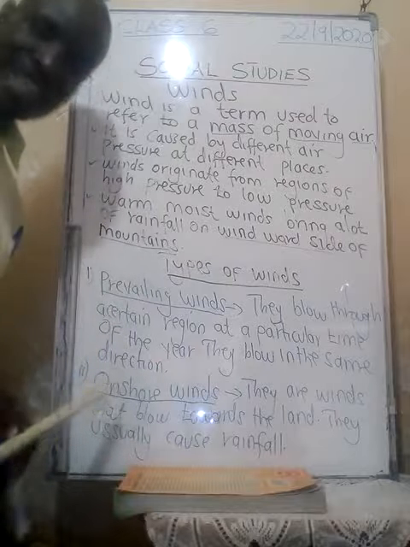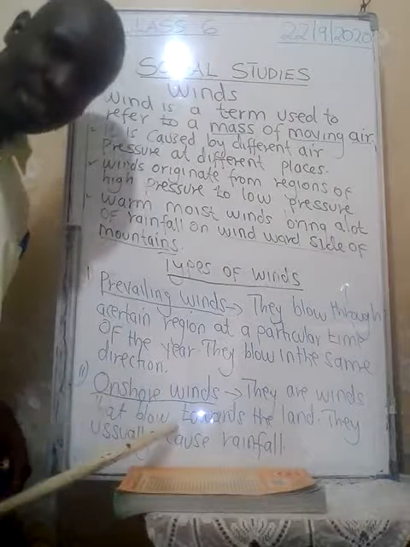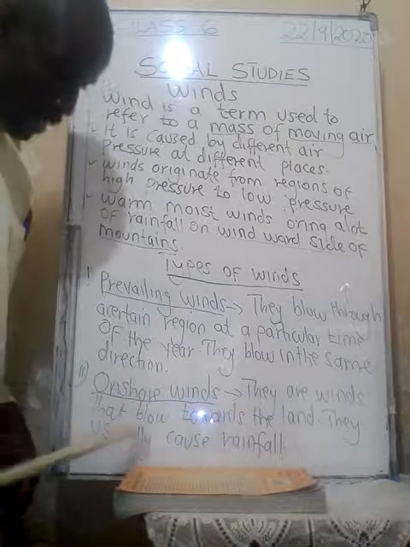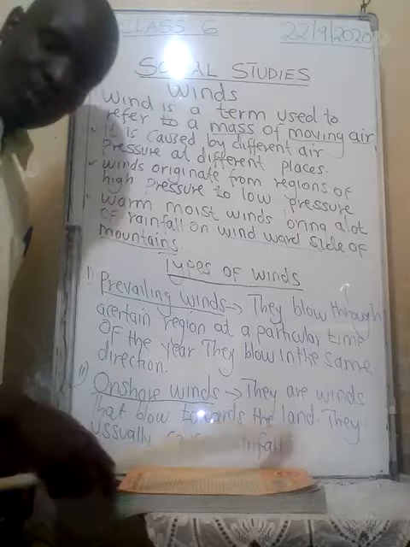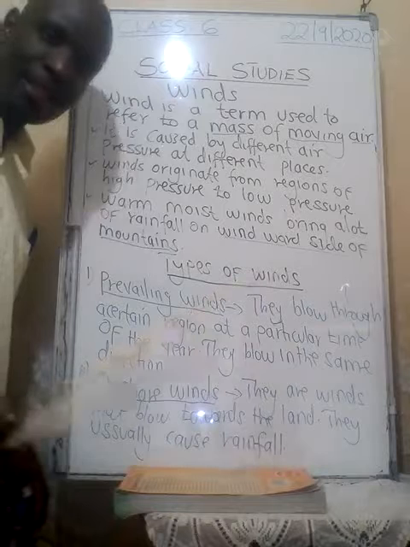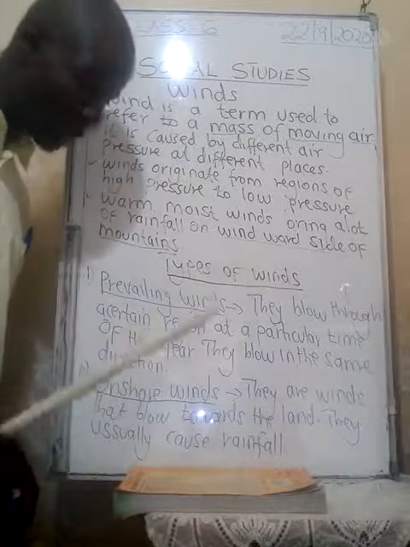We also have the second type of winds. We call them onshore winds. Onshore winds are winds that blow towards the land. These are the winds that usually cause rainfall. They bring rainfall, and they are called onshore winds. They blow from the ocean coming to the land, so they are called onshore winds, and they cause rainfall.